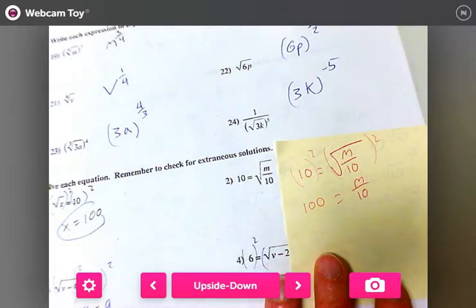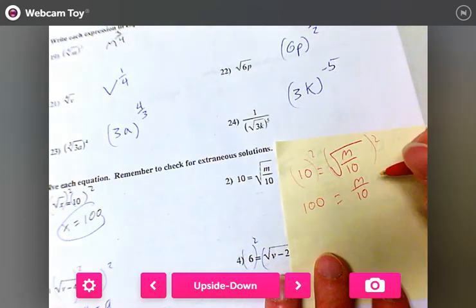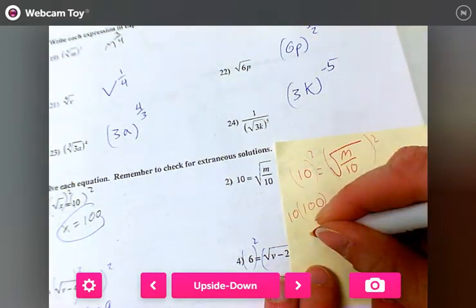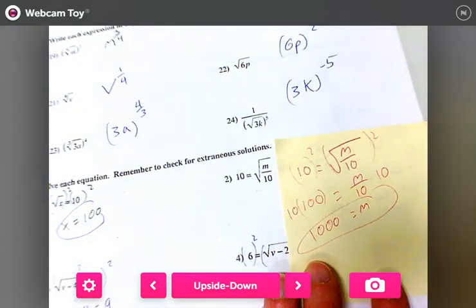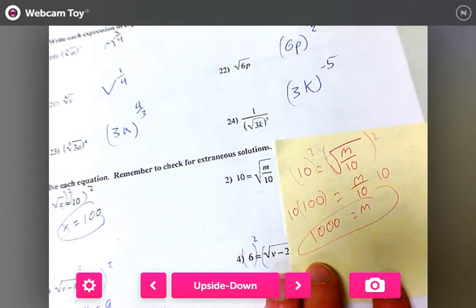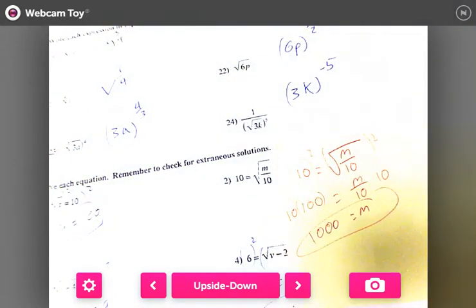Now, how do we get that 10 out of the bottom? What's the opposite of division? Multiplication. 100 times 10. And 100 times 10 is 1,000. Oh, I was just guessing. That was right. Okay, so a lot of you, remember that if you have a square root, you want to square it to get rid of it, and you'll be okay.